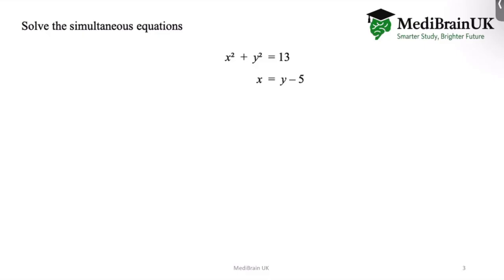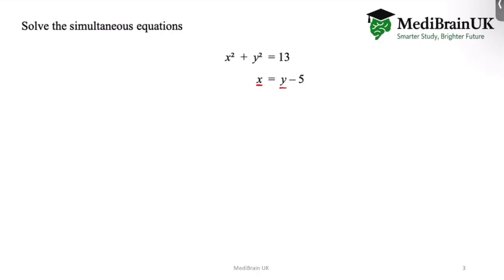When we are solving simultaneous equations, we want to work out what is x equal to and what is y equal to. Okay, now what you are going to do in each case is you're going to substitute one equation into the other equation. Okay, that's what you're going to do. This is what you do for quadratic simultaneous equations.